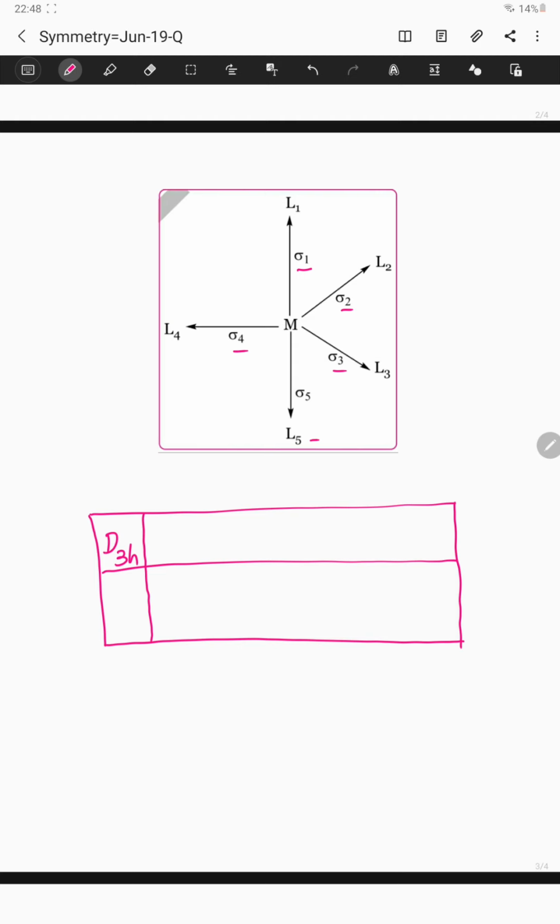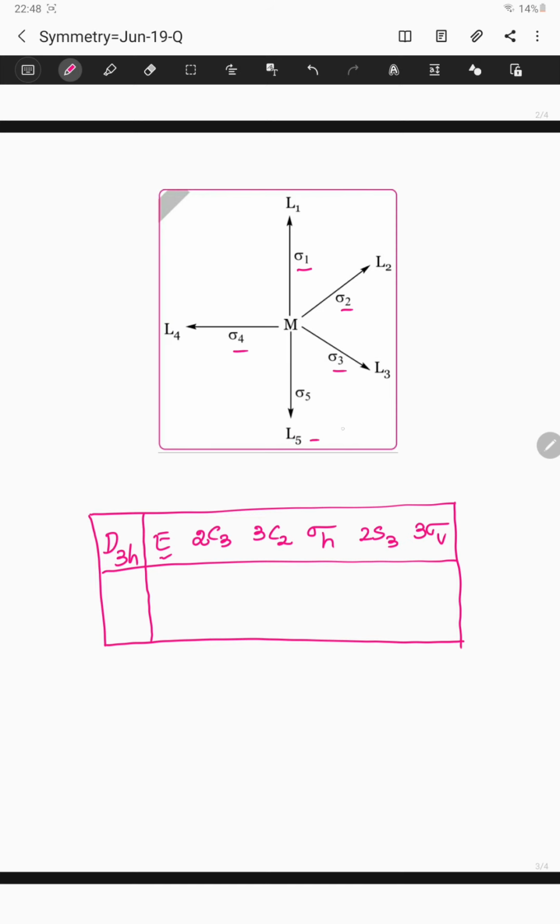This is the D3h point group, and the symmetry elements that have been previously shown are: E is present, 2 C3s are present, 3 C2, 1 sigma h, 2 S3 and 3 sigma v. Every time we have to operate each of these symmetry elements onto the sigma bonds, and we have to check how many sigma bonds are unshifted after a particular symmetry element operation that we carry out.